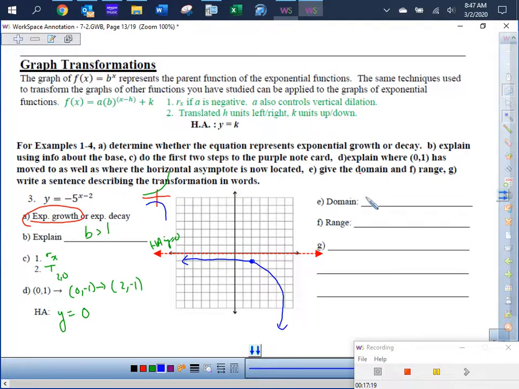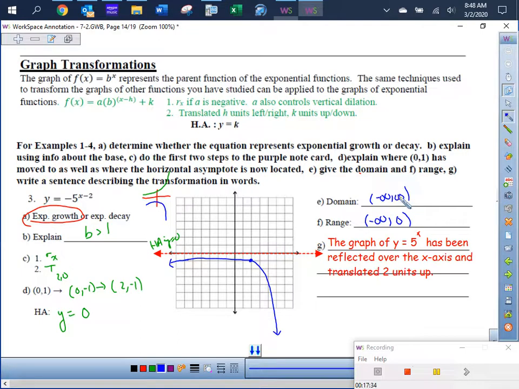And then the domain, the range, and the sentence. Cool. So domain, all reals. The range, it went down from negative infinity all the way up to 0. And then if you strip this down, would you believe that the parent function is y equals 5 to the x, right? So the graph of y equals 5 to the x has been reflected over the x-axis and translated 2 units right. So that was tricky just because people think that that might be exponential decay. They're like, well, that base is less than 1. That base is not less than 1. It is 5. So it's got to be positive.